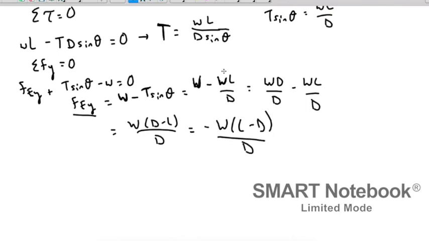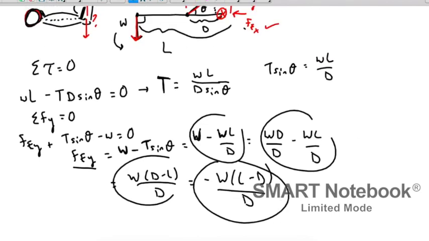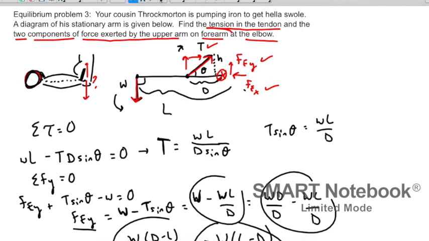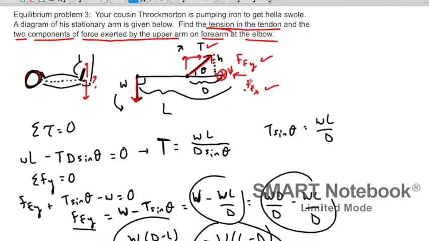Of course, we did not have to do that. Any of these answers would have been sufficient. This last one is really the most technically correct answer. But anyway, we do see that it's negative. So I now know that this force in the y direction there actually points down. The upper arm puts a force down on the elbow right there.